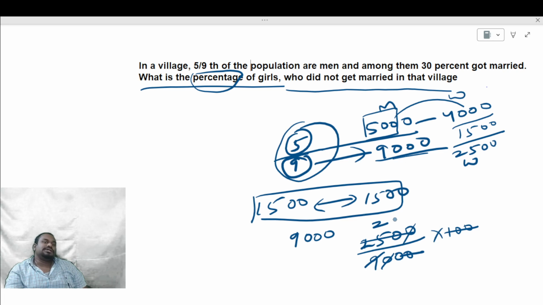9 2s are 18, 70 is remaining. 7, 27, 63, 7 by 9. So 27, 7 by 9 is the percentage value of women who did not get married in that village.